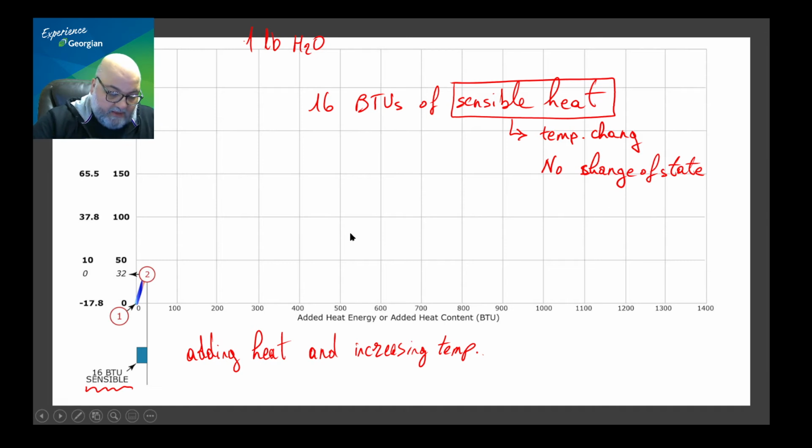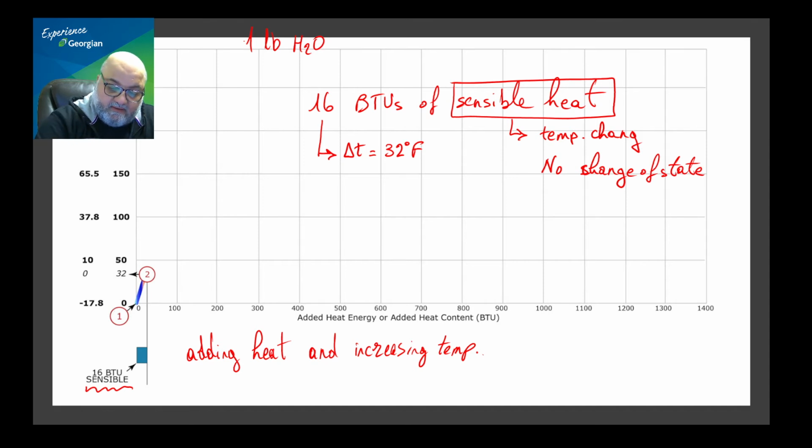You should notice that between point 1 and point 2, the H2O stayed in the form of ice and it simply heated up. Okay, so 16 BTUs of sensible heat increased our temperature. So we had a delta T, meaning change of temperature, by 32 degrees Fahrenheit, because we went from 0 degrees Fahrenheit to 32 degrees Fahrenheit. That's what this whole operation represents.